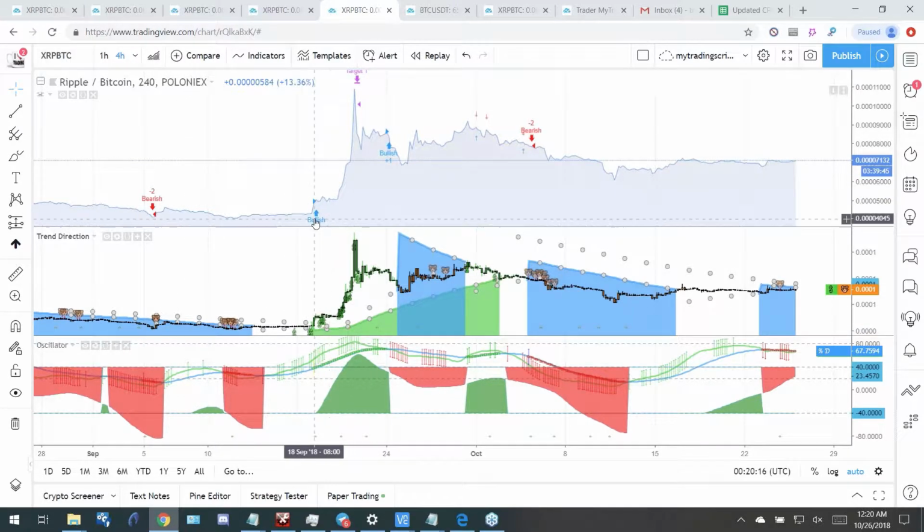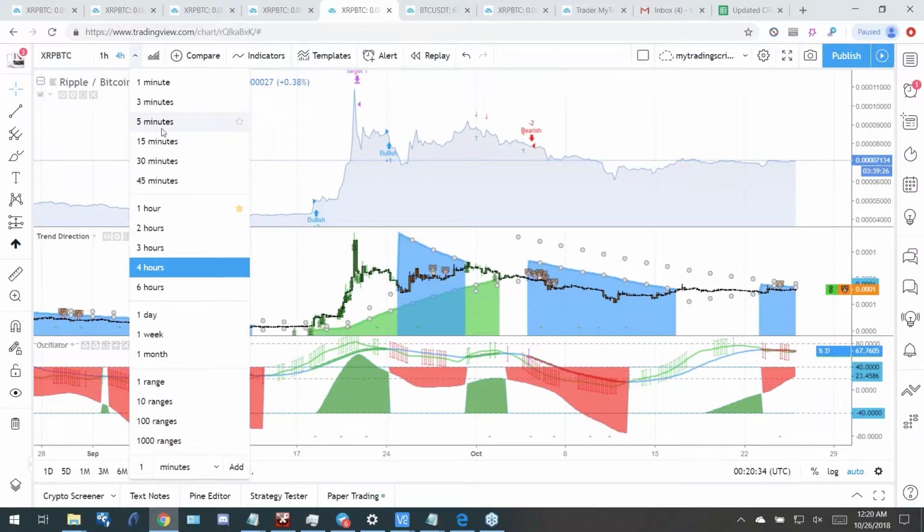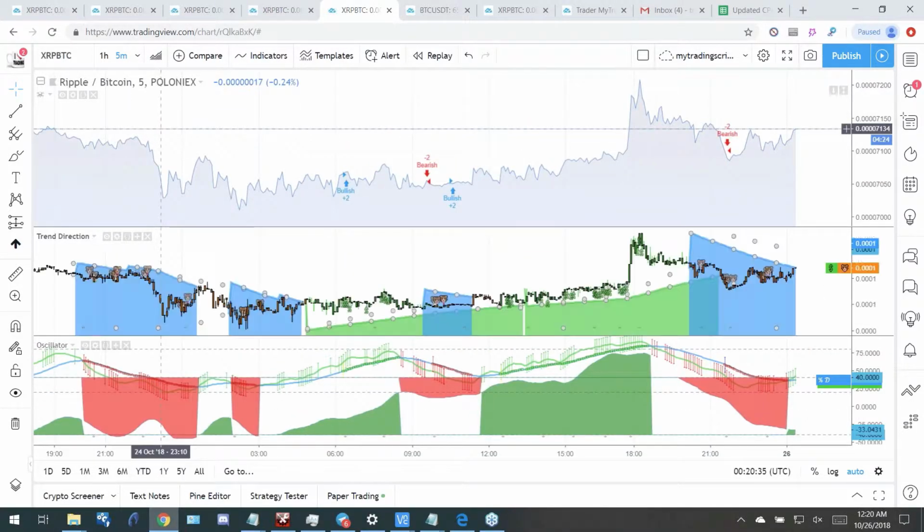I have this on a 4-hour chart, but if you want more signals, all you've got to do is change the time frame. This is a faster trend right here. It's on a 5-minute, and it's turning up, and it's maybe for the next 5 or 6 hours. I have friends that trade this. Me personally, I don't like these smaller trends.